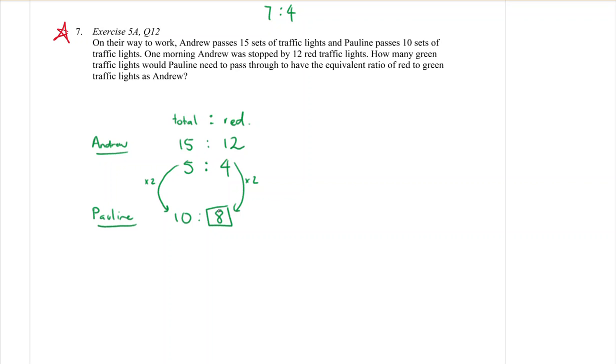Good. But what is that 8? It was 10 traffic lights that she went through. What does this 8 represent? Yes, the red. The number of red lights. The question actually asks how many green traffic lights she must go through. So there was 8 red. She had a total of 10. 2 of them had to be green. So at the end there I'd go, therefore, 8 red traffic lights, which means 2 green, which is what we're actually after.